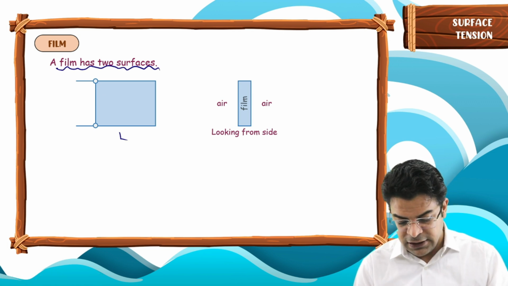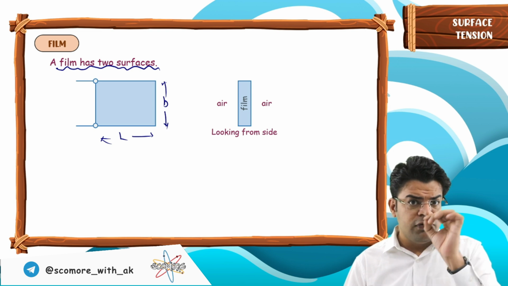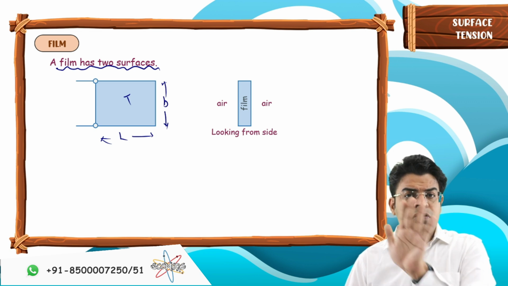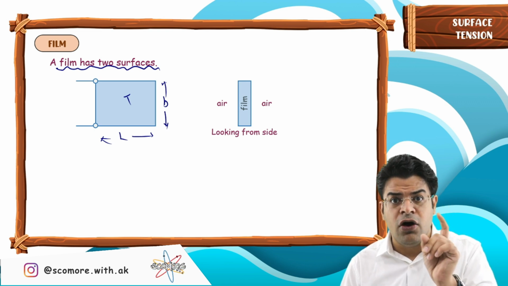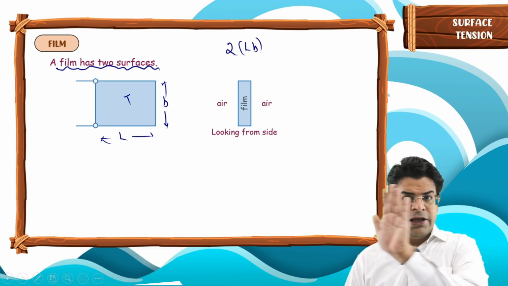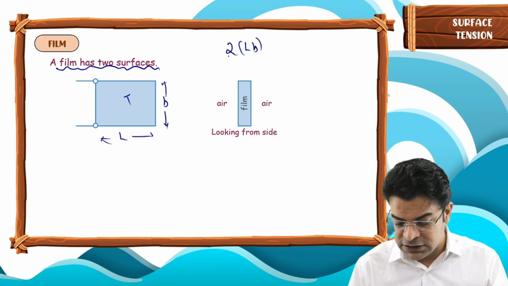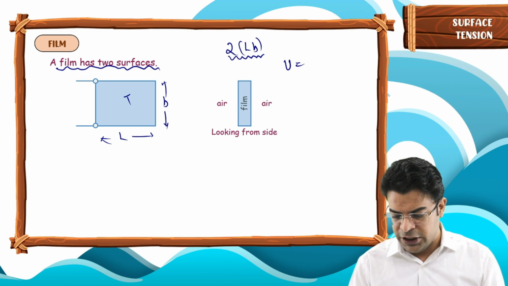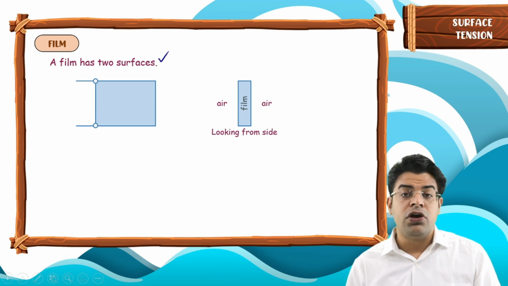If I say the length is L and the width is B, and the surface tension of this soap material is T, tell me what is the surface potential energy associated with the soap film formed on this rectangular loop. You shouldn't take the surface area on which the fluid molecules are present to be LB. No, you should take 2LB: LB in the front and LB on the back. So a film has two surfaces. You take the surface area as 2LB, and you write the surface potential energy for this film as surface tension into 2LB. So remember this one simple thing, that a film has two surfaces.